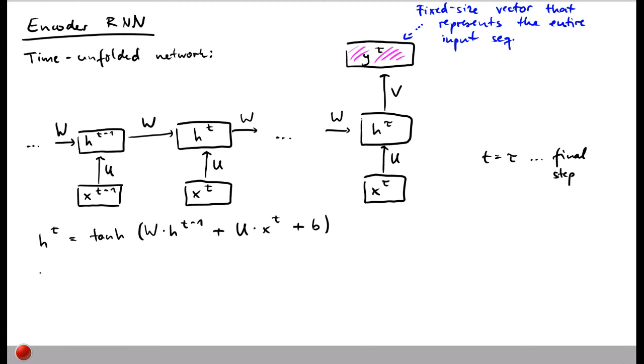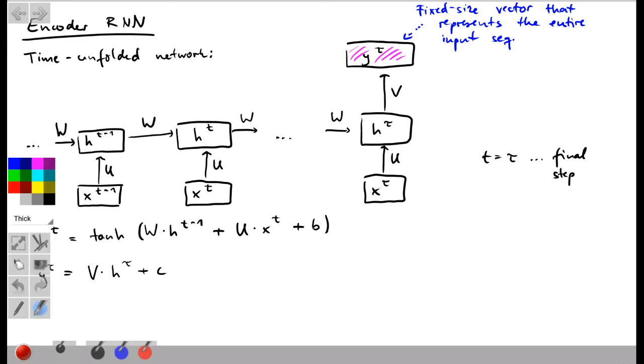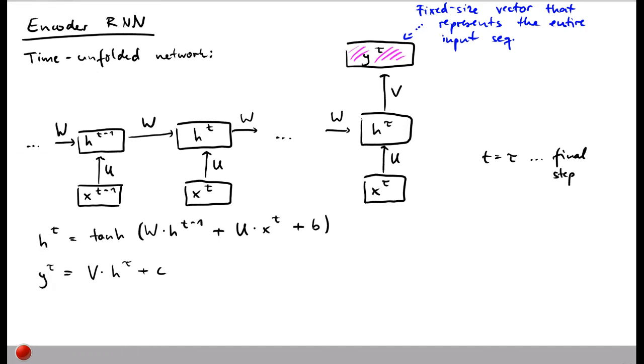And then eventually to get y of t, or actually y of tau, because we do this at the very end, we take this other matrix V multiplied with h of tau, the final hidden state, plus some other bias, which is called c here. Of course, this doesn't have to be tanh, so this function could be any other activation function as well.